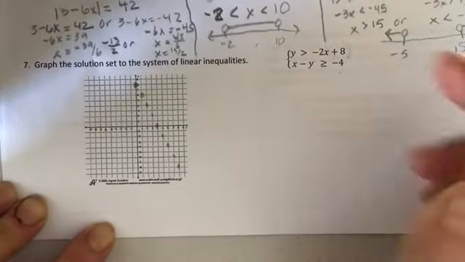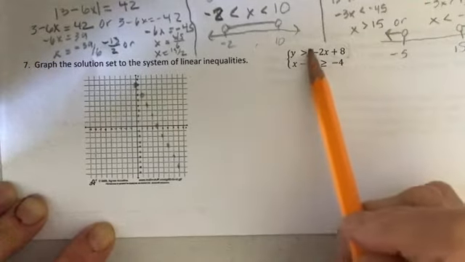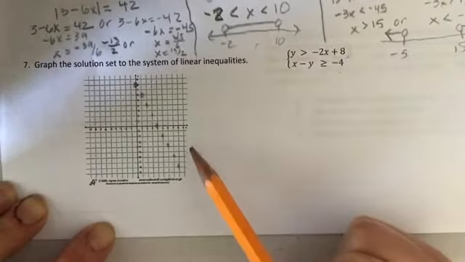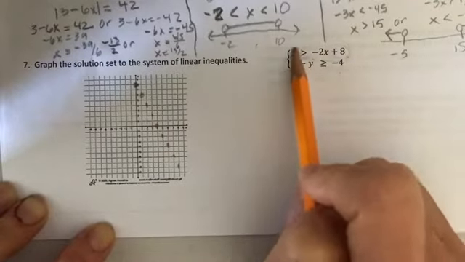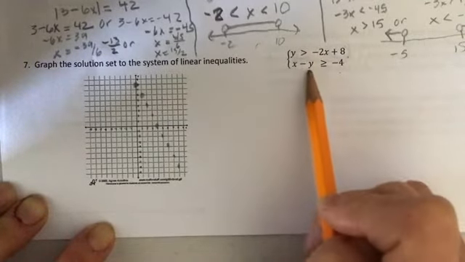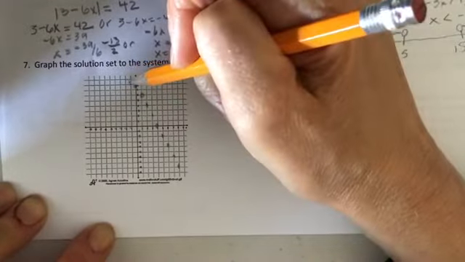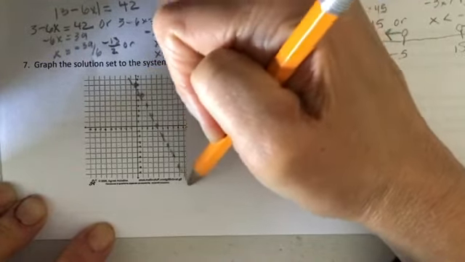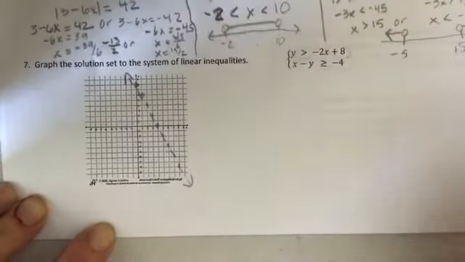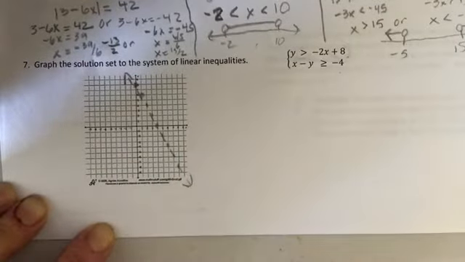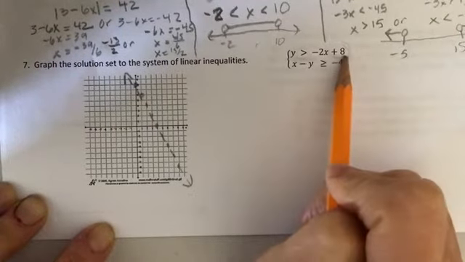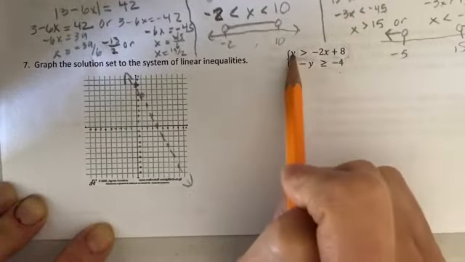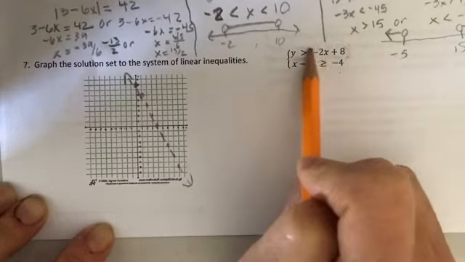We need to go back to the inequality and see whether we want to include this line in part of the solution set or not. Since this is just greater than and not greater than or equal to, we will have a dashed line. So right now we have no solutions graphed yet. The ordered pairs that satisfy this inequality would occur where the value of y is greater than this expression.